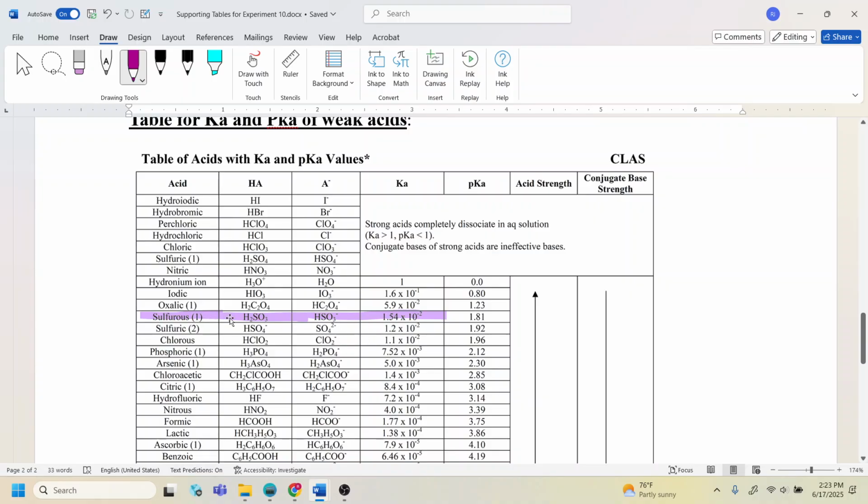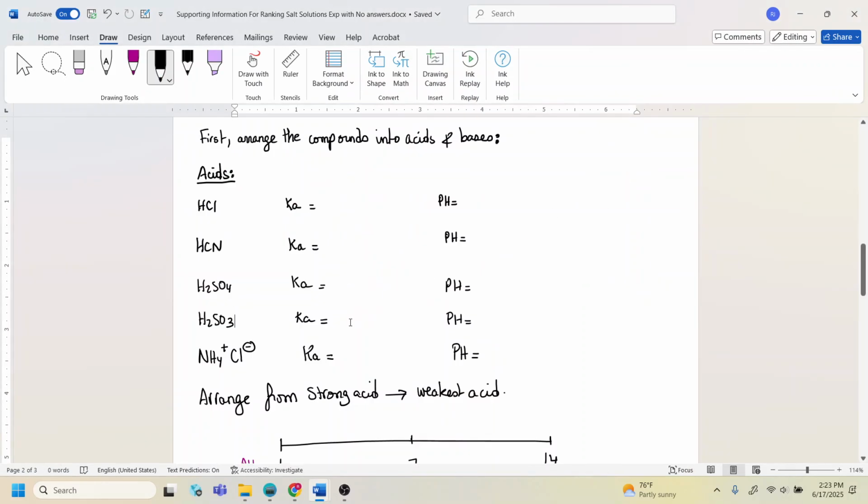So you can easily find the Ka. For example, the Ka of sulfurous acid, the H2SO3, is 1.54 times 10 to the negative 2. So you can go ahead and put it over here. So that is 1.54, for example, times 10 to the negative 2. We want to find the pH of the sulfurous acid.